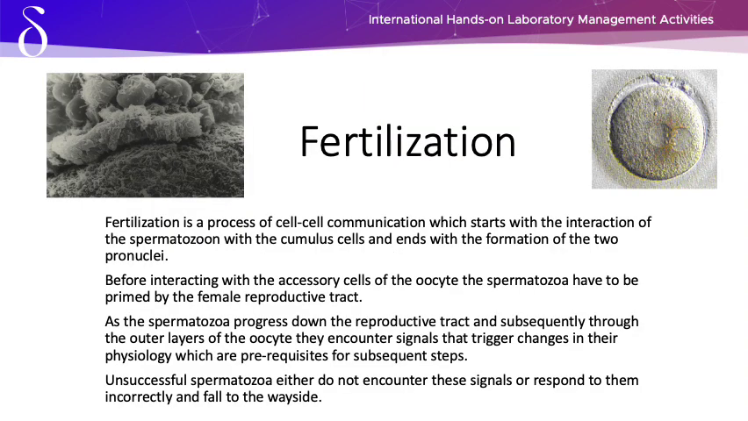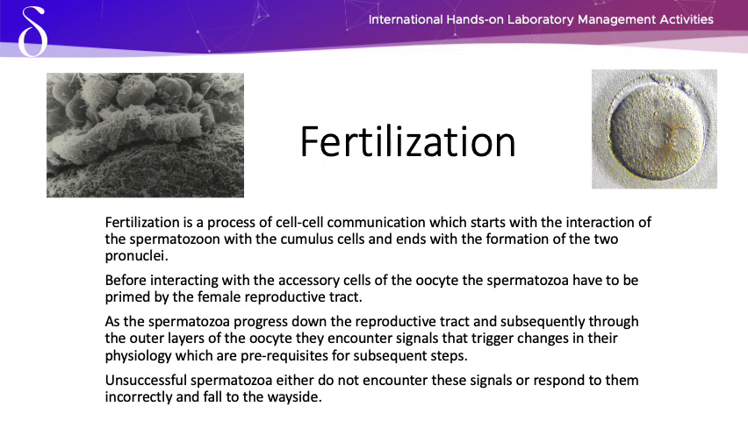The process of fertilization is not well covered in textbooks. If you see most of the textbooks, they look at developmental biology, and perhaps fertilization covers a few pages. It's actually a very complex process that starts with the interaction of the sperm with the outer layers of the oocyte and technically ends up with the formation of the two pronuclei.